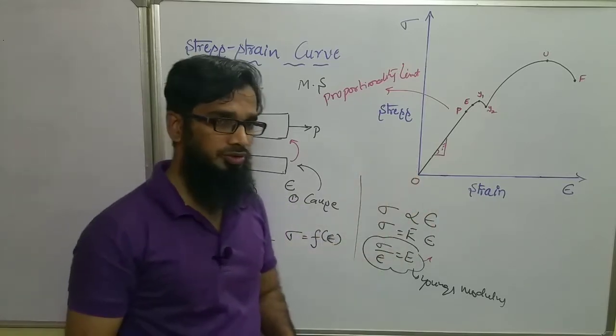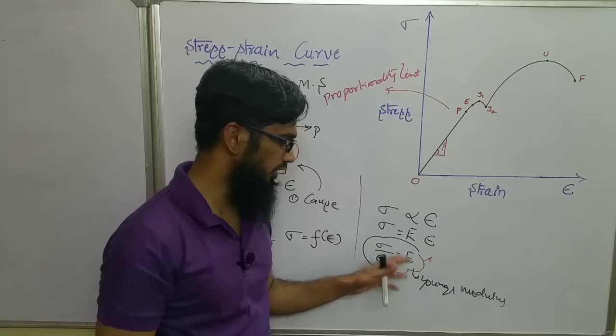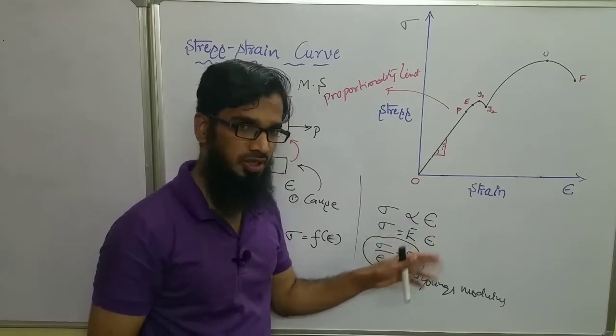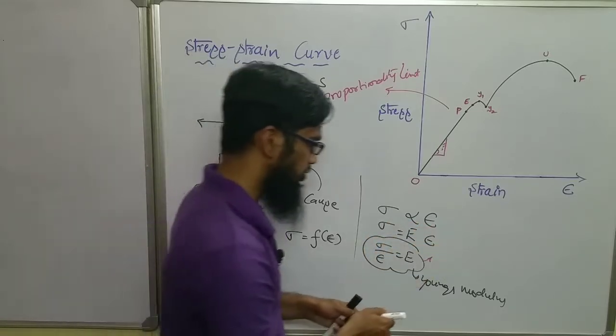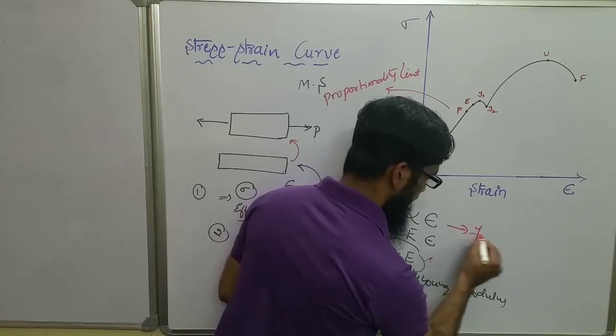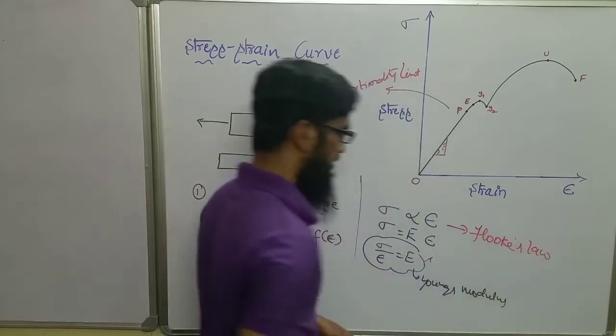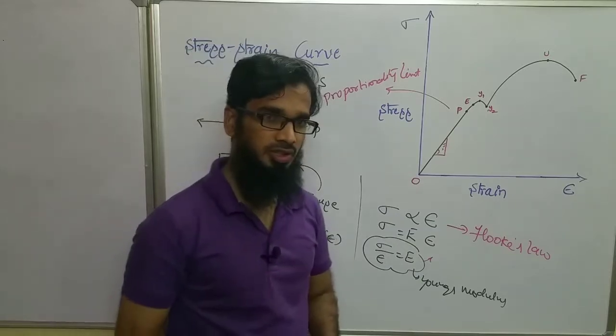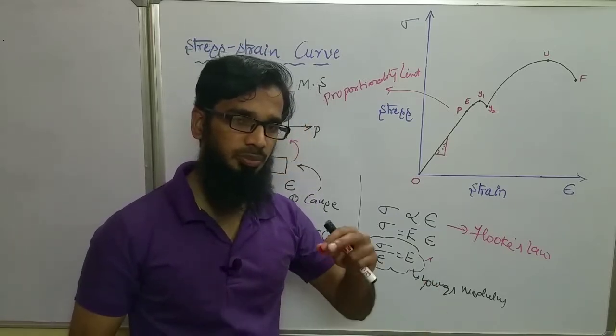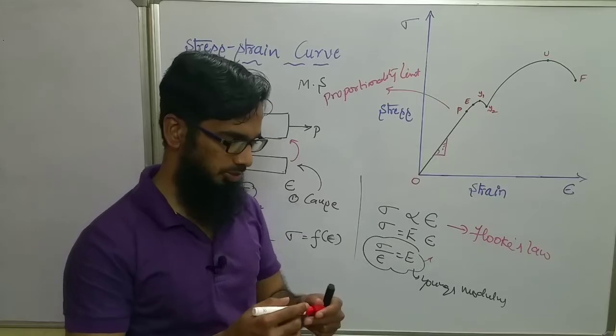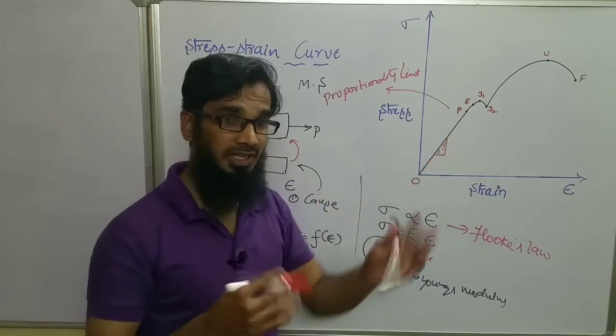Now this, stress is directly proportional to strain, is nothing but Hooke's law. Hooke's law is applicable only within the elastic limit. So this P is not the elastic limit.